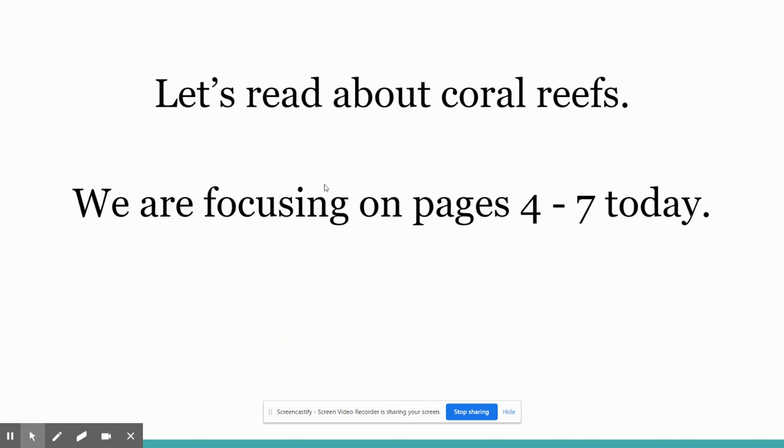Let's continue. So we're going to do a little bit of reading today in our Coral Reef booklet, focusing on pages 4 through 7. So if you first open your book, scholars, you will see on page 3, there is a table of contents. We're going to spend some time with that table of contents in a future lesson. Go ahead for now to page 4.